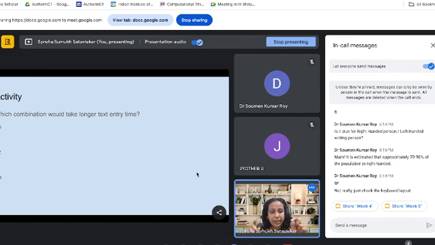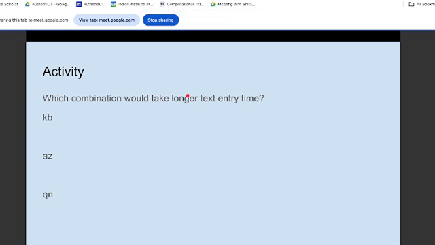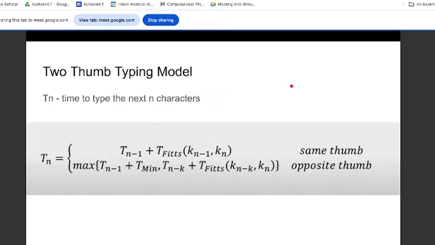And then to type the QN, you first type Q with one thumb, and then you have to switch the thumb to go to N, and the distance from the space bar is again farther for these two keys. So that is the reason QN would take longer time. So here we talked about two things: same thumb and using the opposite thumb to type the letters.